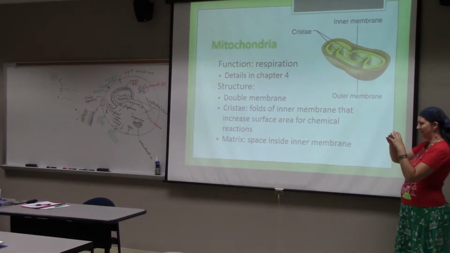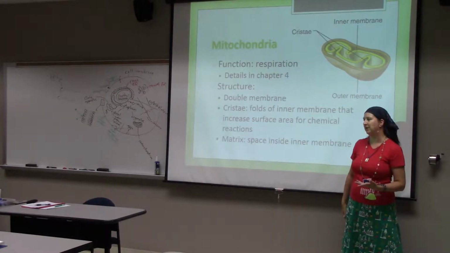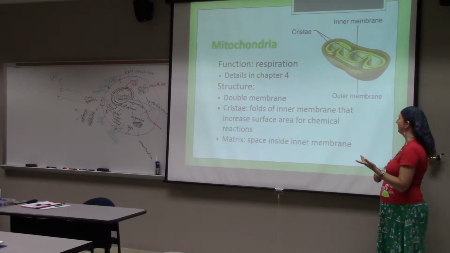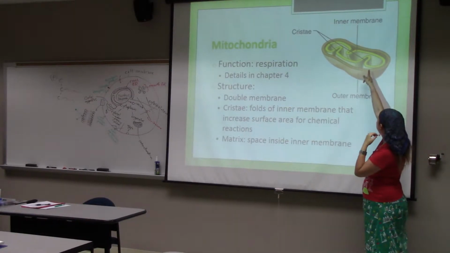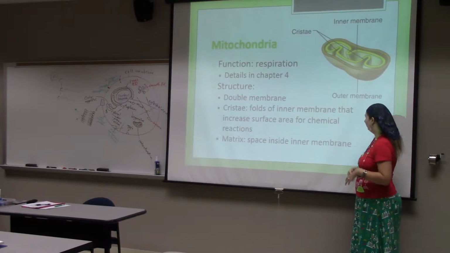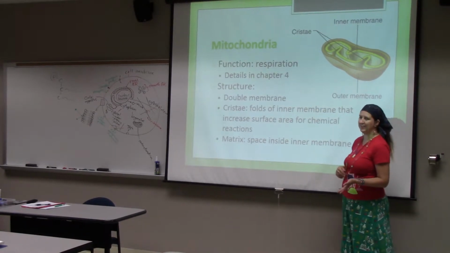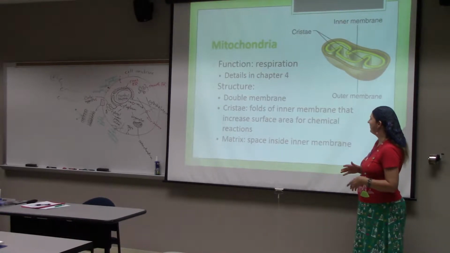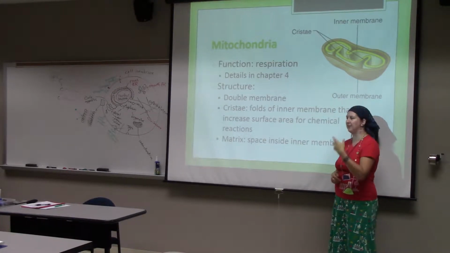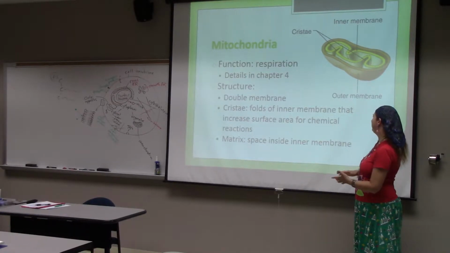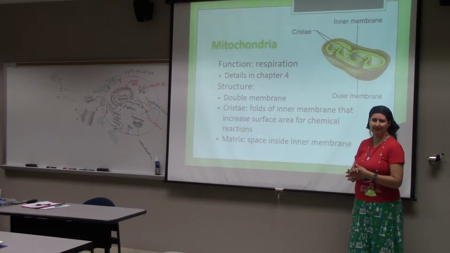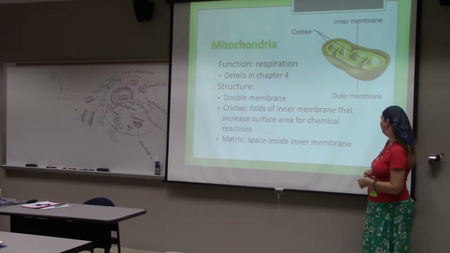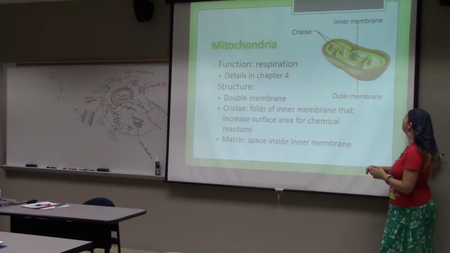The outer one gives it the shape, which is usually kind of bean-shaped. It might look round if you slice through it the other way on the slide. The inner membrane is all folded up. The little folds are called cristae, which means crests. The purpose of those is to have lots of surface area for chemical reactions. There's a bunch of enzymes on the inner membrane that do the reactions to get the energy from the food. The space inside the inner membrane is called the matrix.